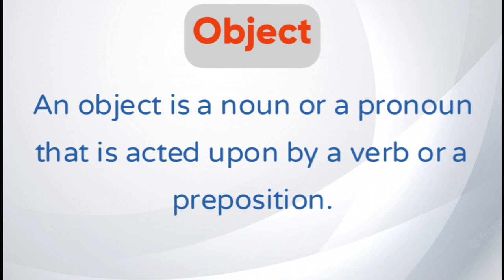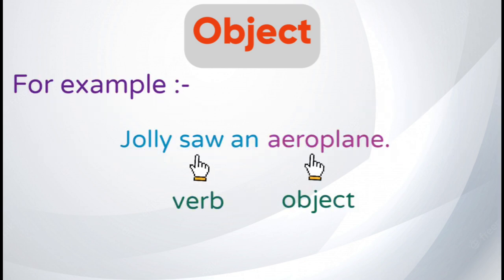Okay, for example, Jolly saw an aeroplane. Here, the object is an aeroplane. It is a noun acted upon by the verb saw. Here, Jolly is the subject and it is the answer. Who saw an aeroplane? So here, Jolly is the subject, saw an aeroplane is the predicate, and the predicate contains the verb saw.